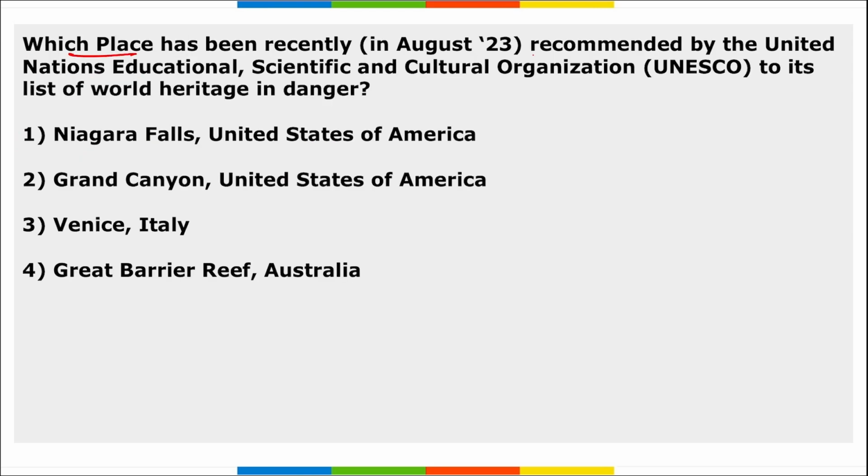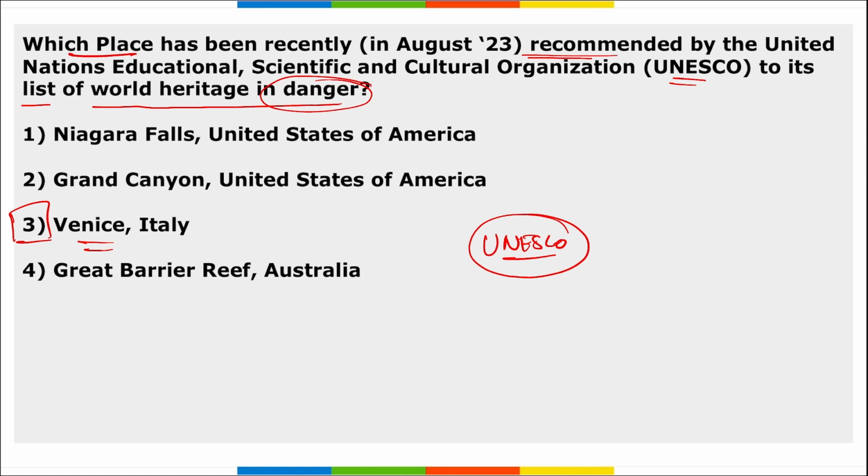Next, which place has been recently recommended by UNESCO to its list of World Heritage Sites in danger? It is Venice, Italy. Correct? UNESCO recently recommended Venice, Italy as a World Heritage Site that is in danger. The agency said that it is high time the Italian authorities stepped up their efforts in order to secure the historic city and its surrounding lagoon. So Venice city was declared in the list released by UNESCO as a World Heritage Site in danger.